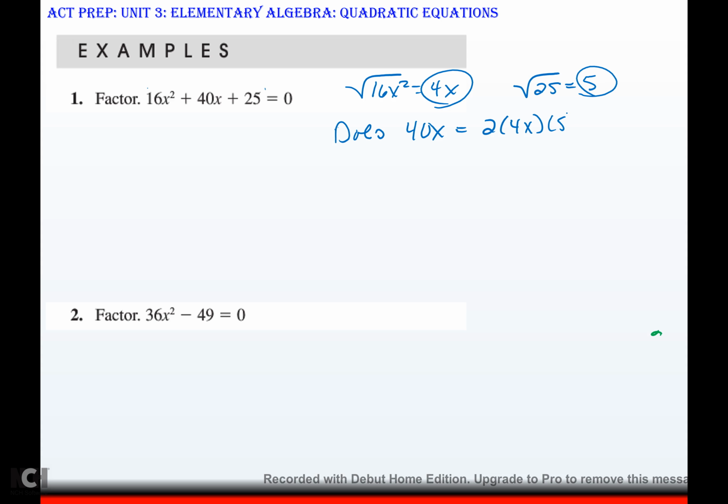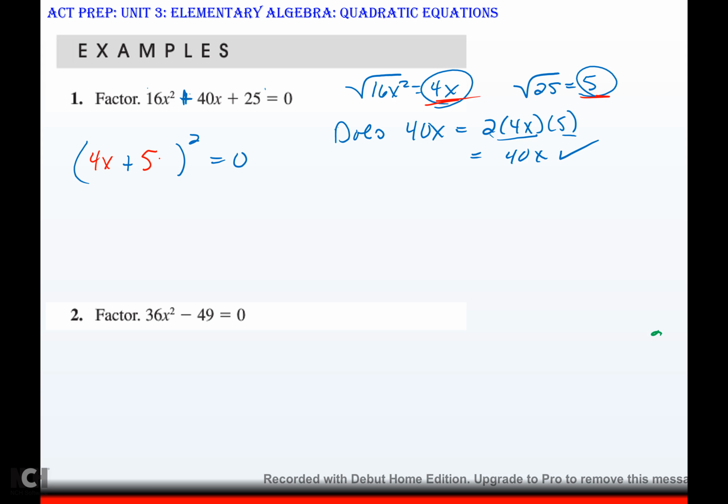2 times 4x times 5, well, that would be 8x times 5, which is 40x. So yes, it does, which means this is a perfect square with a plus in the middle and equals 0. If you know it's a perfect square, whatever sign this is will be in the middle, and my two terms then are 4x and 5. So it's 4x plus 5 squared.